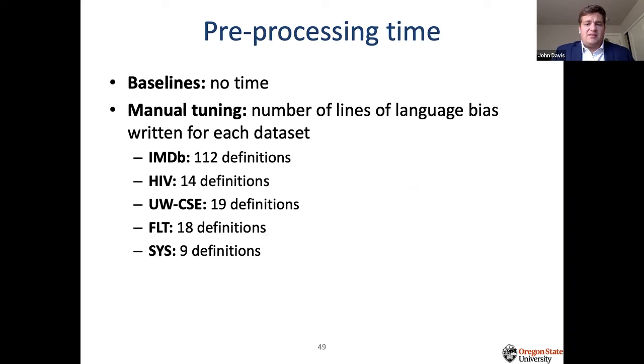In terms of pre-processing, which is the time taken to generate the language bias itself, the baselines both take no time at all. Whereas manual tuning done by a domain expert could take anywhere from an hour to a few days. This is because they may have to write up to a few hundred lines of code, and it could take significant trial and error to get that code to work. As you can see here, IMDb takes almost 112 lines of code just to get the language bias right.